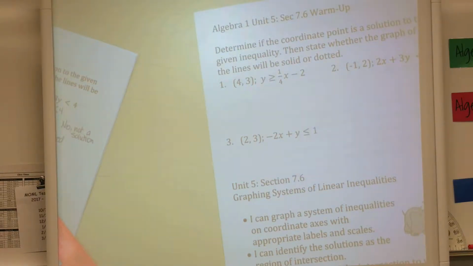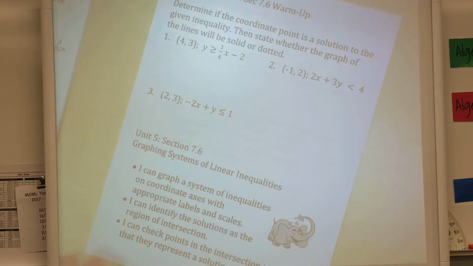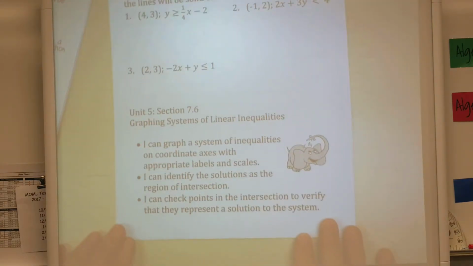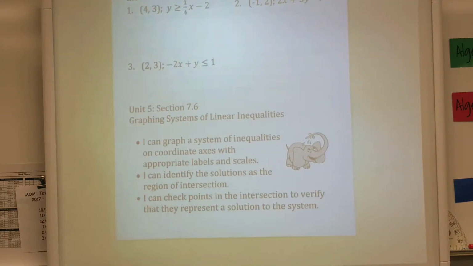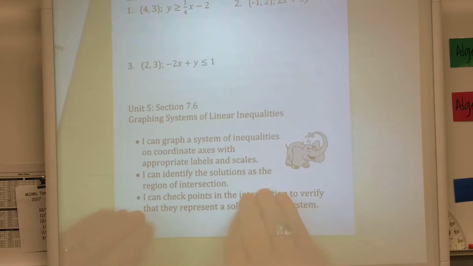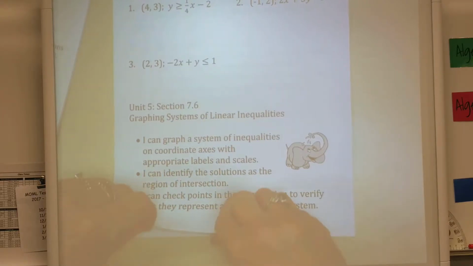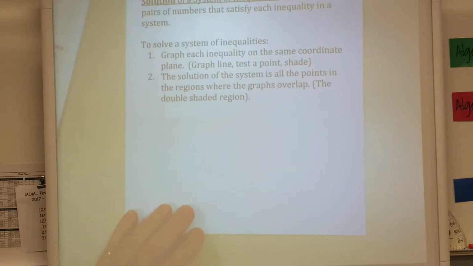All right, our next unit that we're going to cover is section 7.6. This is graphing systems of linear inequalities. We've already graphed linear inequalities on one line. This is graphing systems on a line.